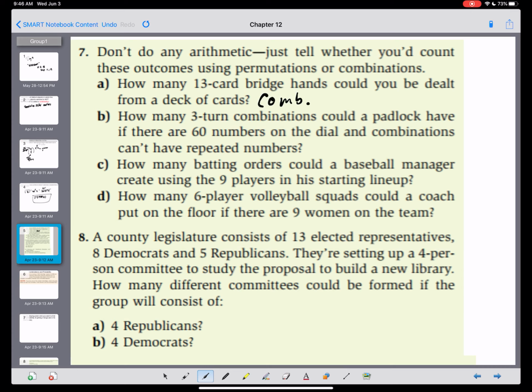How many 3-turn combinations could a padlock have? This is a permutation, because it's like a password. The order of a password matters. The order of a combination lock matters. So that's a permutation. How many batting orders could a baseball manager create using 9 players? This is a permutation as well, because it would matter who comes first.